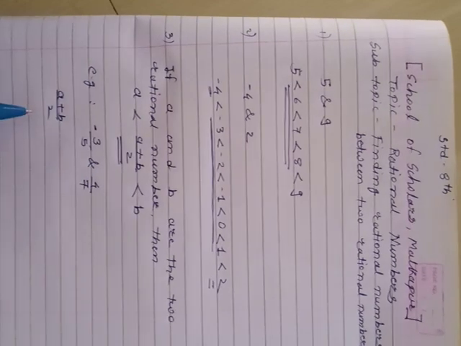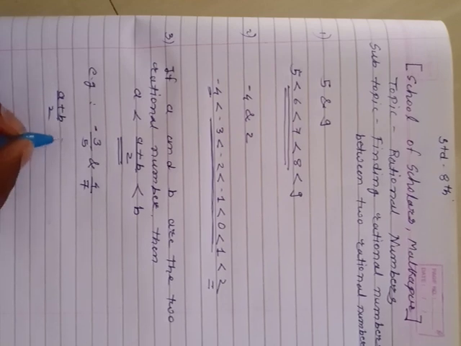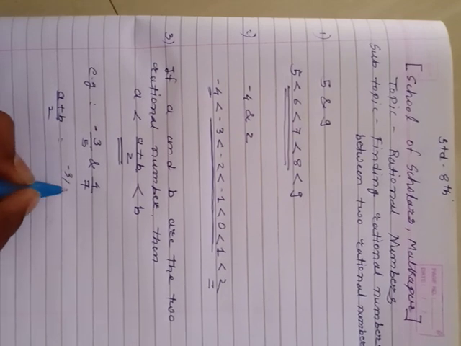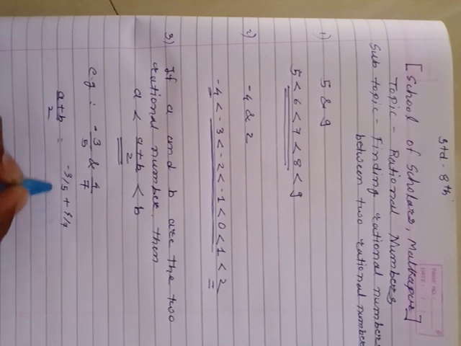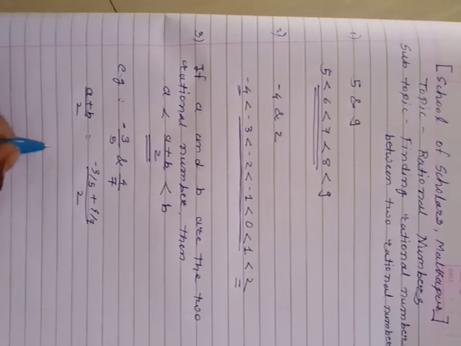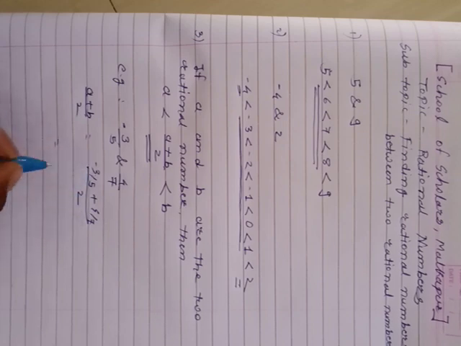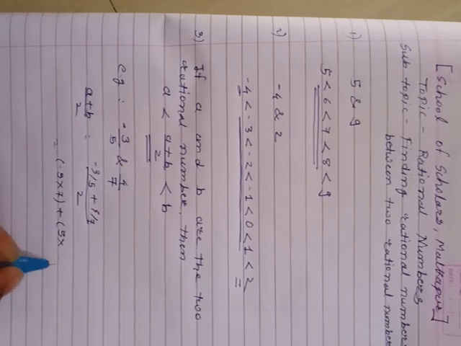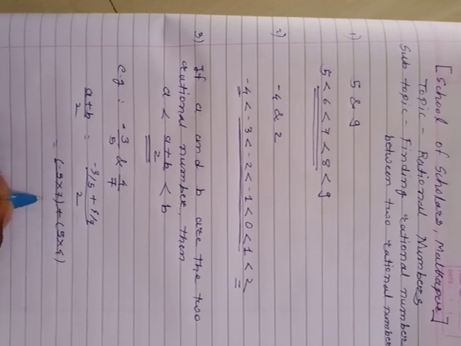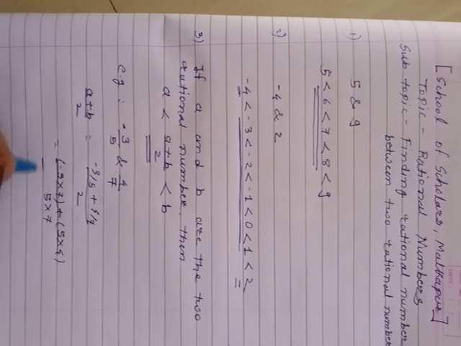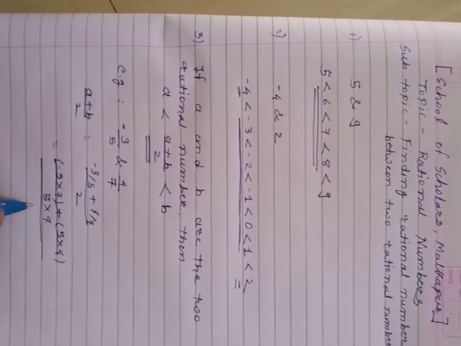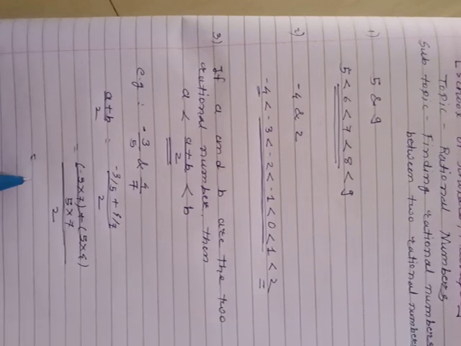We will discuss the example -3 by 5 and 4 by 7. So student, we will first find (a plus b) divided by 2. That is (-3 by 5 plus 4 by 7) divided by 2. First, at the numerator place, we will add these two rational numbers. That is -3 multiplied by 7, because the LCM of 5 and 7 is 35. Then at the denominator, 5 multiplied by 7, because these two are co-prime numbers, that's why the LCM is 35.